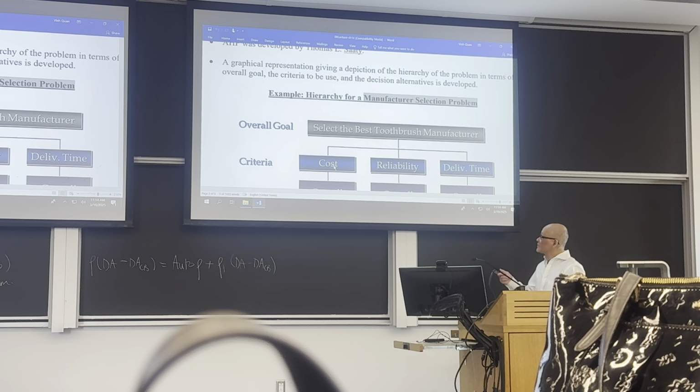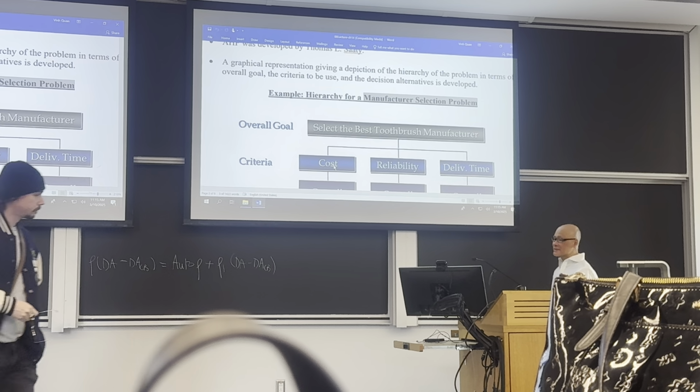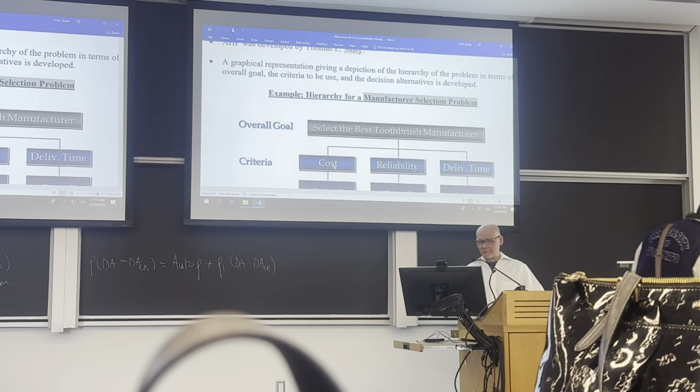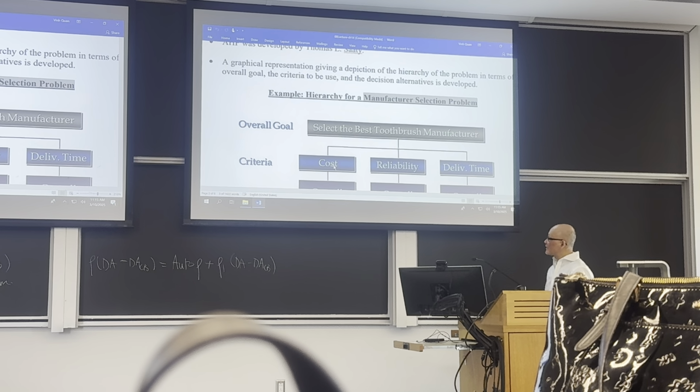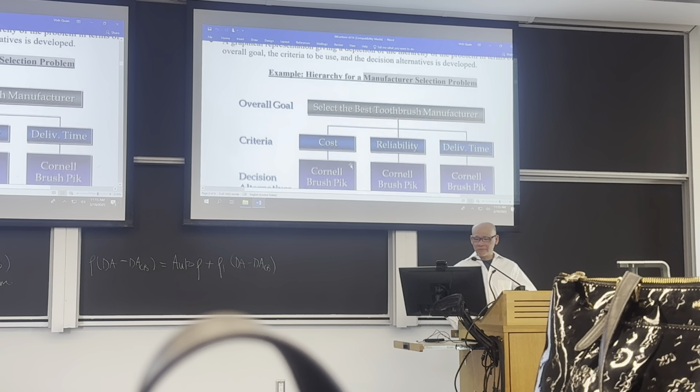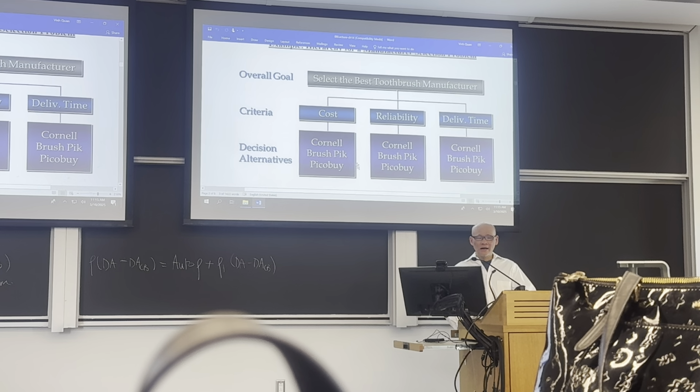How reliable is the manufacturer in terms of being able to promise their delivery dates and not be late, and be able to deliver the quantity we order, and not be unable to fulfill our quantity. And we also want to look at the delivery time. When we place an order, how fast can they get it to us, right? So obviously the lower cost is better, the more reliable is better, and the shorter delivery time is better. And then we have 3 potential companies that we can buy from: Cornell, Brush Pick, and Pickleball. Right?